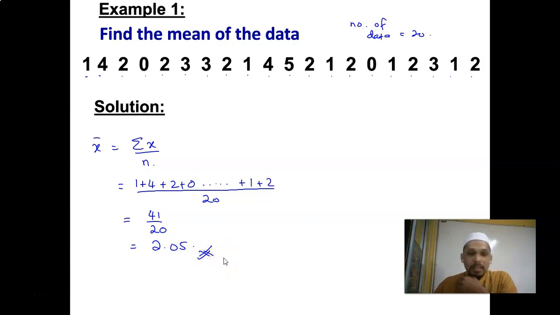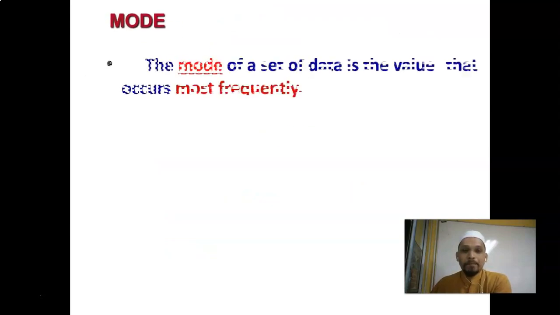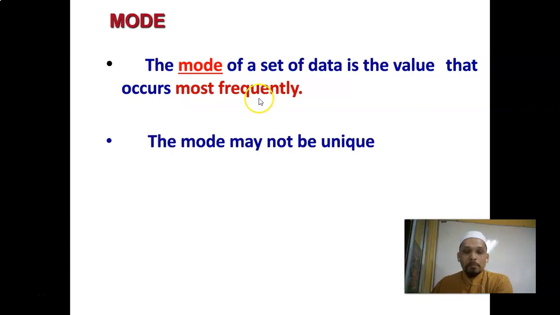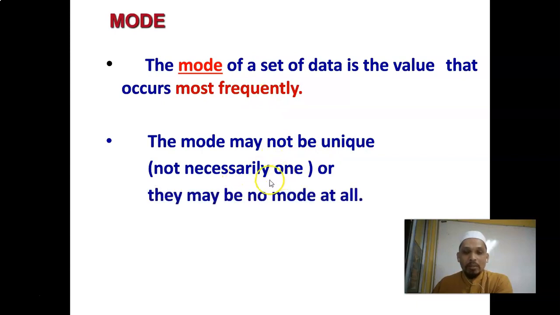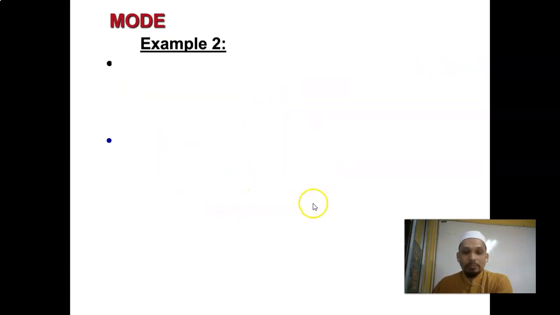The mean, average. I think I have found similar words with similar meaning to the mean, which is average. Okay. Mode is, in a set of data, the value that occurs most frequently. It may not be unique, it might be more than one, or there may be no mode at all.